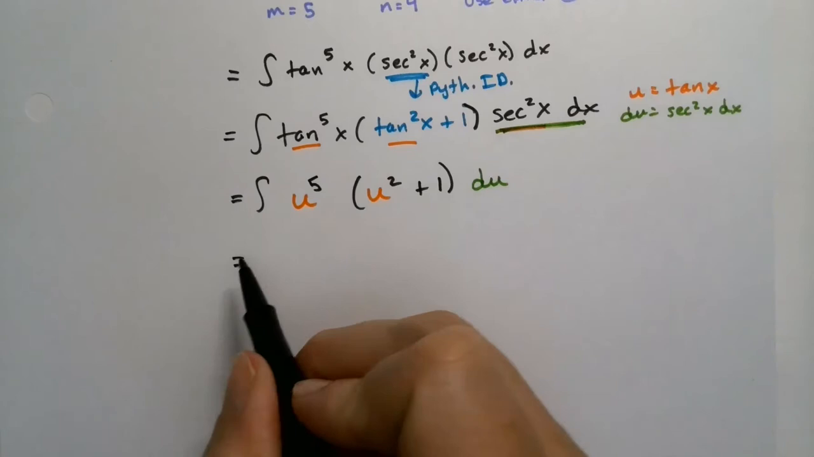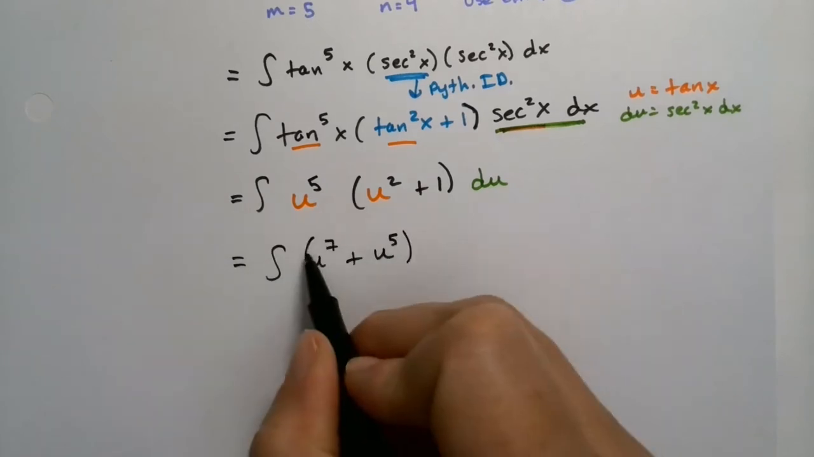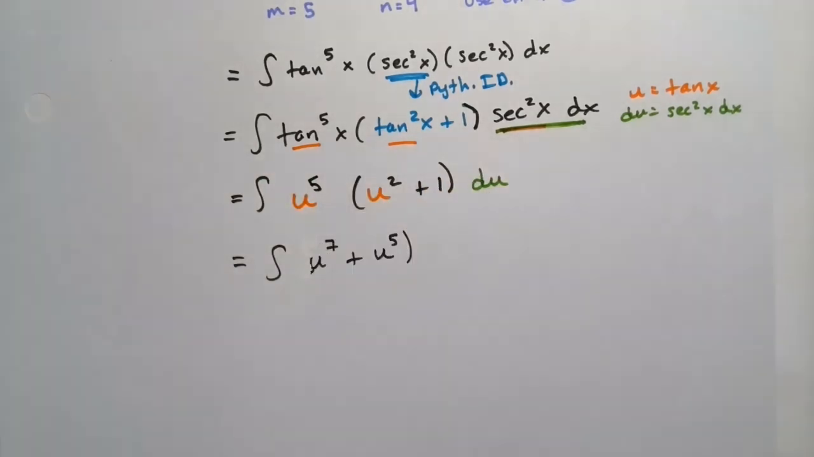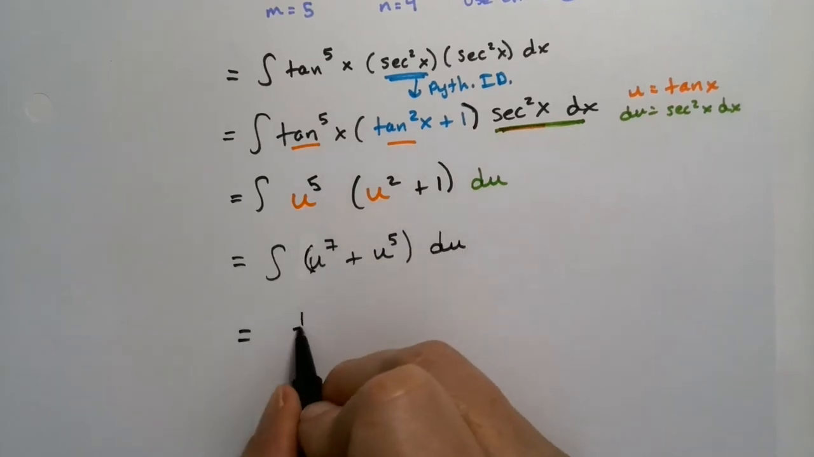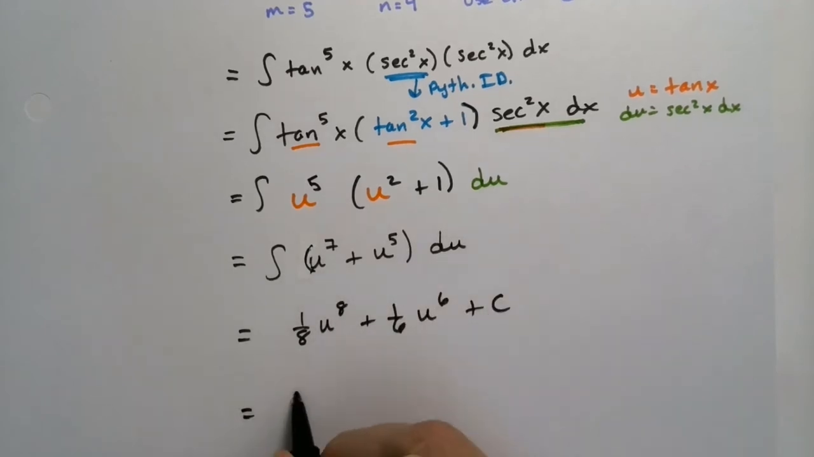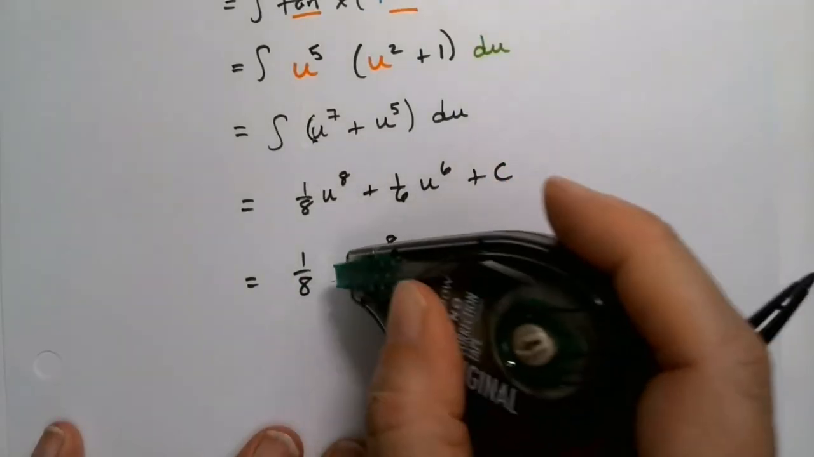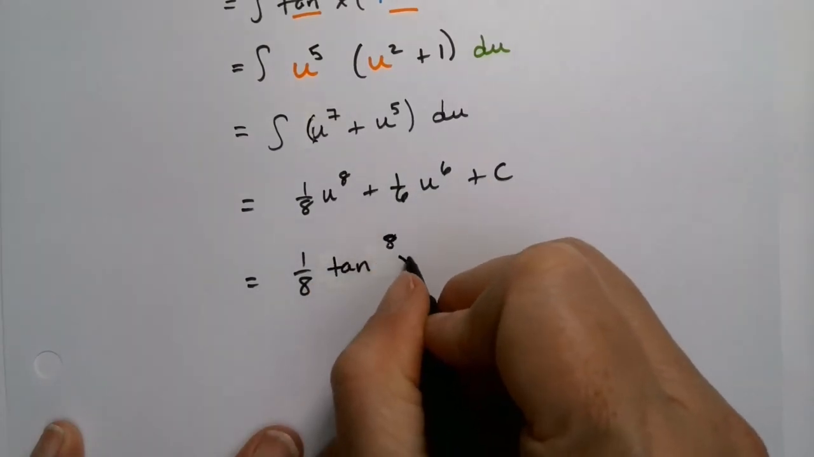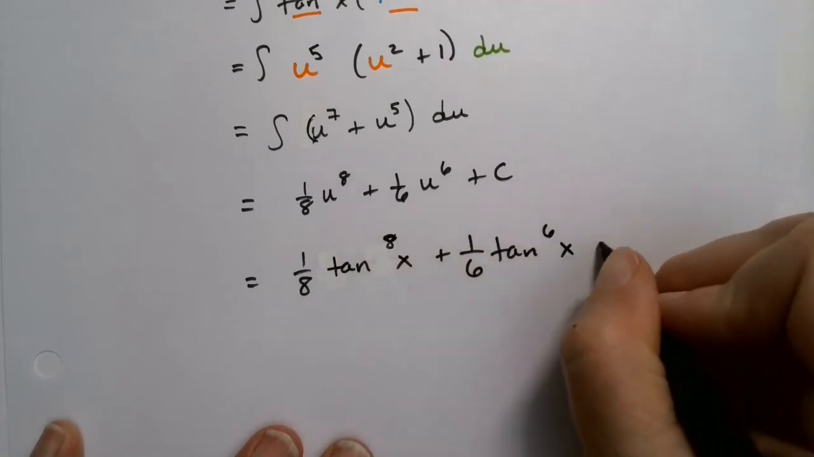All right, so that would be the integral of u to the 7th plus u to the 5th. Love those basic algebra techniques of just distributing, right? No need to do integration by parts or anything else funny. du, which would be 1/8 u to the 8th plus 1/6 u to the 6th plus c. Of course this is tangent, so I don't need to put it in parentheses like that. I can just say 1/8 tangent to the 8th of x plus 1/6 tangent to the 6th of x plus c.